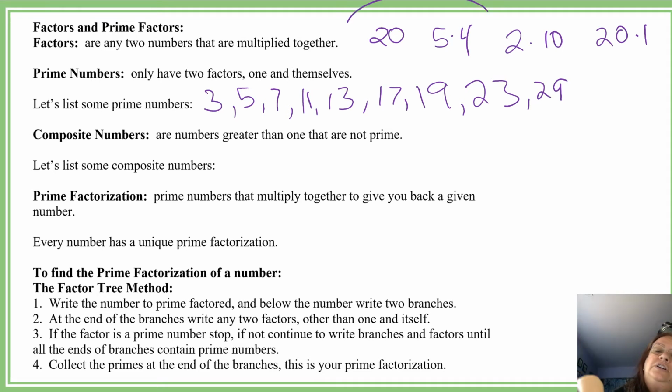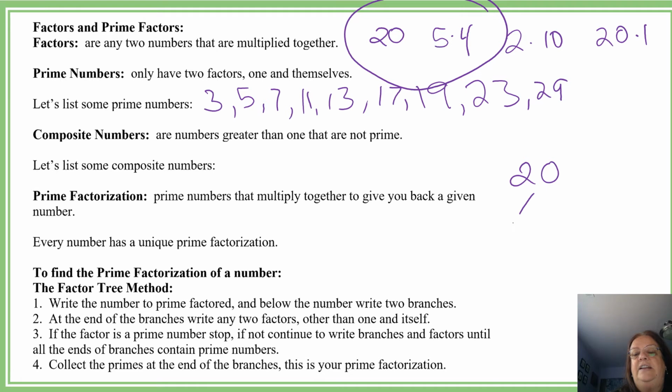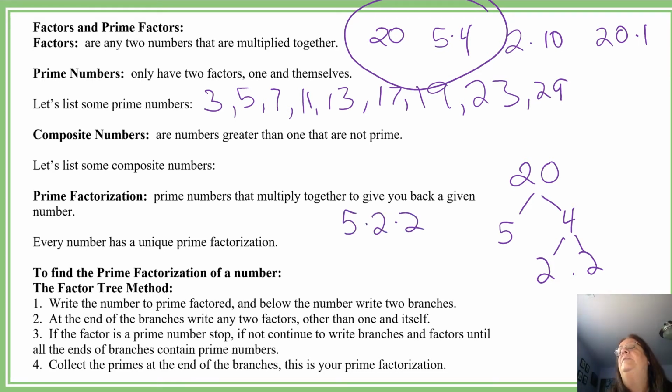So if I took 20, I can factor that into 5 and 4. 5 is prime, but 4 is not. 4 is 2 and 2, which are prime because there are no factors for 2 except 2 and 1. So the prime factorization for 20 would be 5 times 2 times 2. That would give me 20. All right, to find the prime factorization, you do a factor tree. That's what you just saw me do.